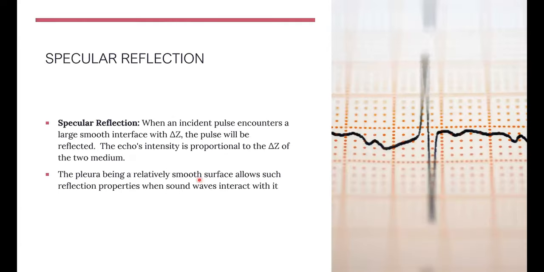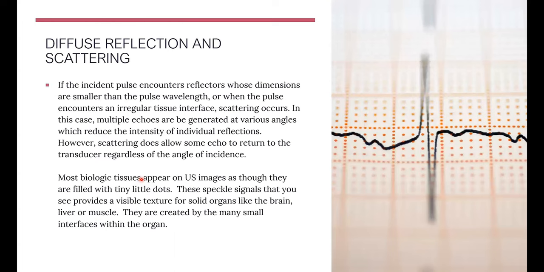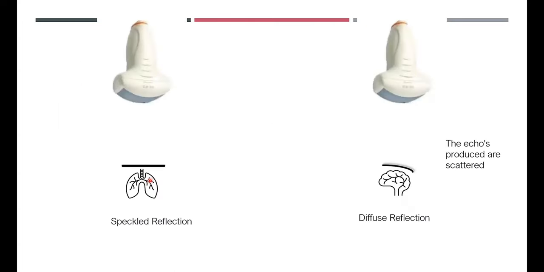So again, I've talked about the pleura. I've talked about diffuse reflection. I'm going to skip these slides. What I'd like to emphasize is that if you look at pleura, you'll get a nice linear reflective line. The A lines will give you a similar pattern, but because of attenuation, you might see that they disappear or become less prominent as you move deeper into the lung.